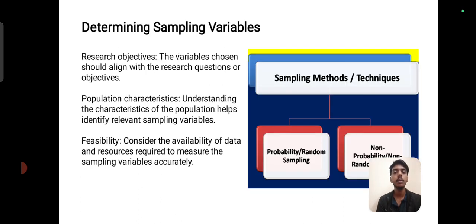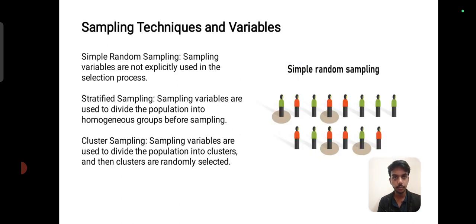Determining sampling variable. Research objective: the variable chosen should align with the research question or objectives. Population characteristics: understanding the characteristics of the population helps to identify relevant sampling variables. Feasibility: consider the availability of data and the resource requirements needed to measure the sampling variable accurately.